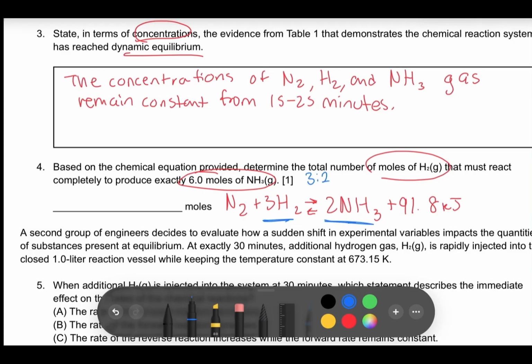But it's asking how much hydrogen do we need for 6 moles of ammonia. So I'm going to put a variable x and then 6 moles of ammonia. So if we think about it mathematically, for every 2 moles of ammonia, we need 3 moles of hydrogen. So if we were to think about how do I get from 2 to 6, we multiply by 3.